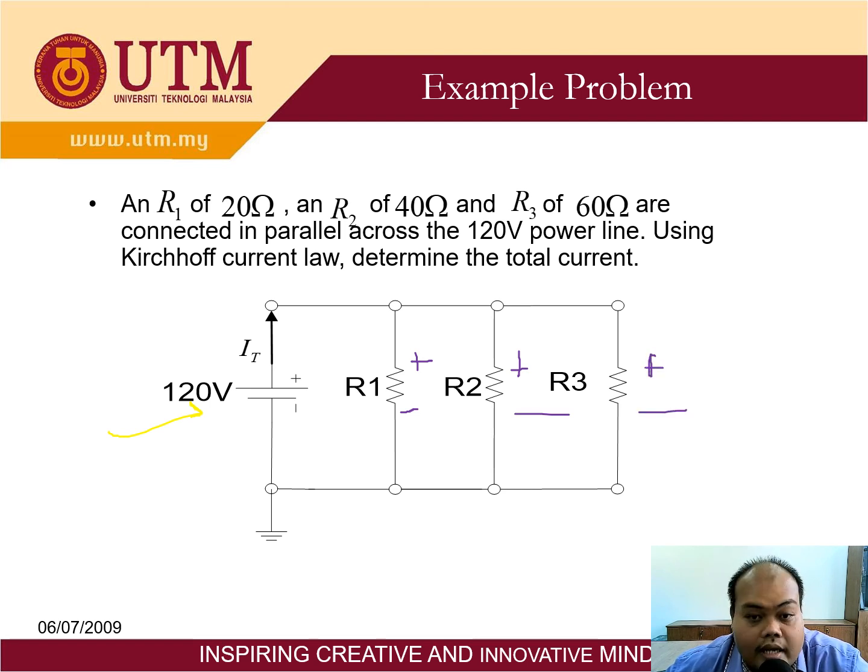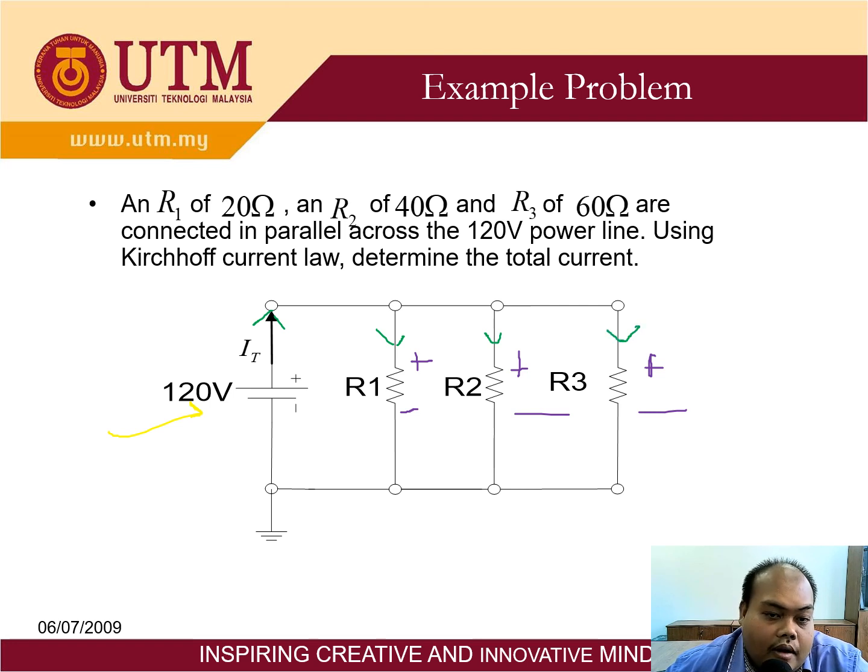Okay, and remember the current direction. For a voltage source, which is an active element, the current needs to go out of the positive. But for a resistor, which is a passive element, the current needs to enter the positive.